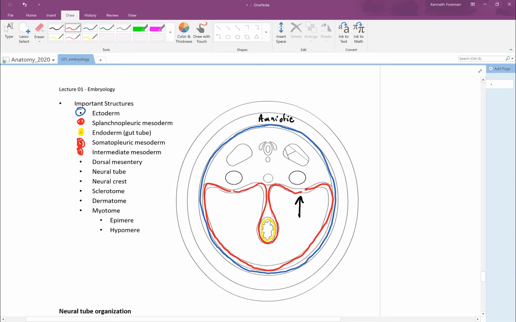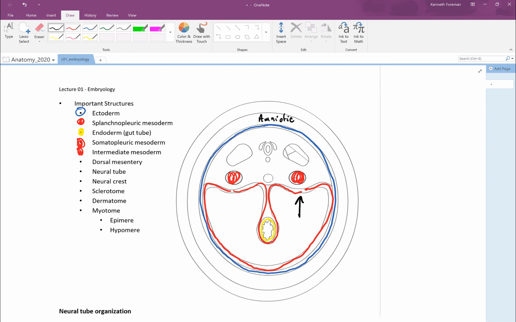Next, we have the intermediate mesoderm. Now, where are the kidneys located? Well, if you think about it, the kidneys are located in that posterior abdominal wall, and they're actually behind the parietal peritoneum. So, with that said, they are retroperitoneal organs. They're behind this splanchnopleuric mesoderm or somatopleuric mesoderm, wherever the division is.